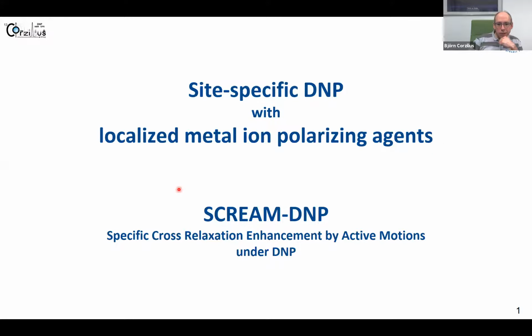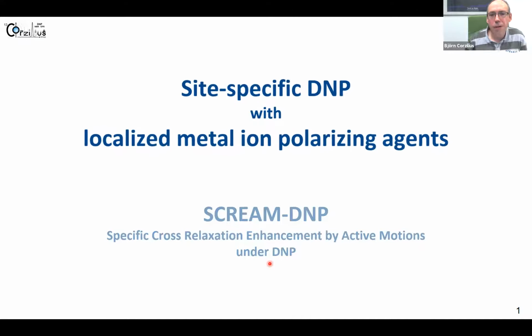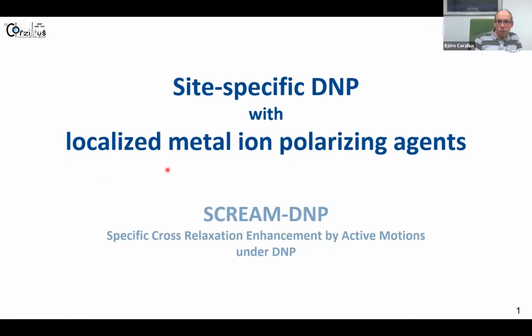The other is so-called SCREEN DNP. We call it like this for specific cross-relaxation enhancement by active motions in DNP, where we can use SPI groups, or SPI functions, methyl groups for example, in order to induce an incoherent transfer between protons and carbons. But I will only talk about this at the side experiment practically. So today I focus on metal ion polarizing agents for site-specific DNP.